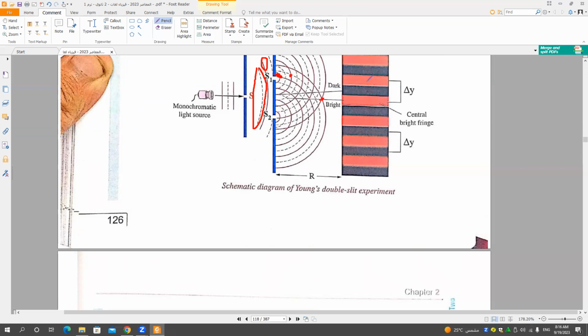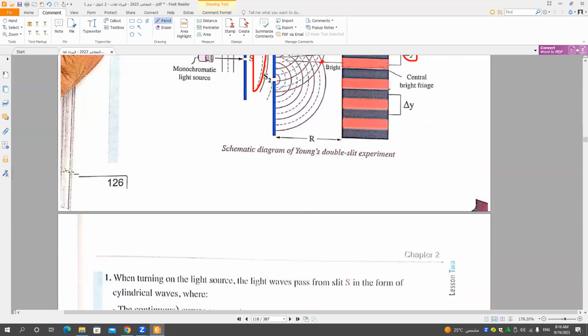So we will receive bright and dark rings on the observable screen, and the distance between two successive centers of bright or centers of dark, we will call delta y.